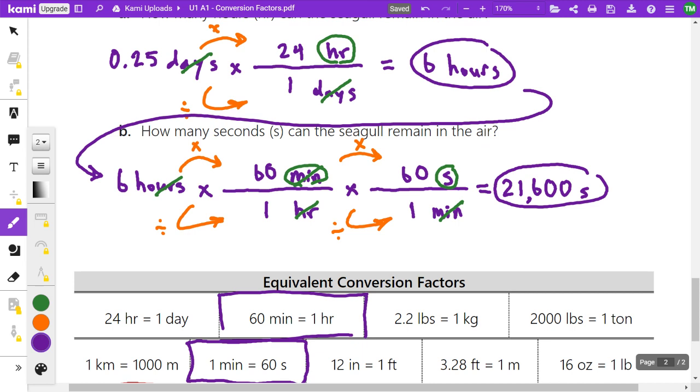So this is how you convert any two units from one into another. Just make sure that the old unit you're trying to get rid of is canceled out by being divided by itself, which makes way for your new unit. And then just make sure that you have the correct conversion factor that tells you how much of this is in that.